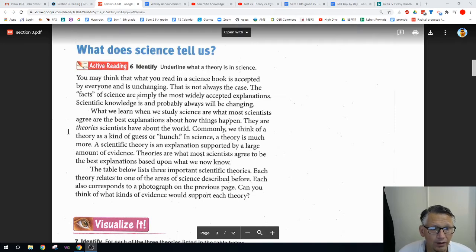Commonly, we think of theories as a guess or a hunch. In science, a theory is much more. A scientific theory is an explanation supported by a large amount of evidence. Theories are often what most scientists agree to be the best explanation based upon what we know.